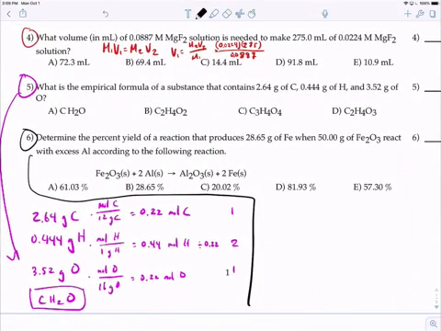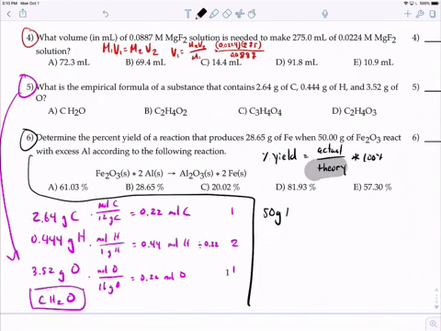So determine the percent yield of a reaction that produces 28.65 grams of iron when 50 grams of iron oxide react with excess aluminum by this reaction. So the percent yield is equal to the actual over the theoretical times 100%. So we have to figure out what the theoretical is. We know that iron oxide is the limiting reagent.